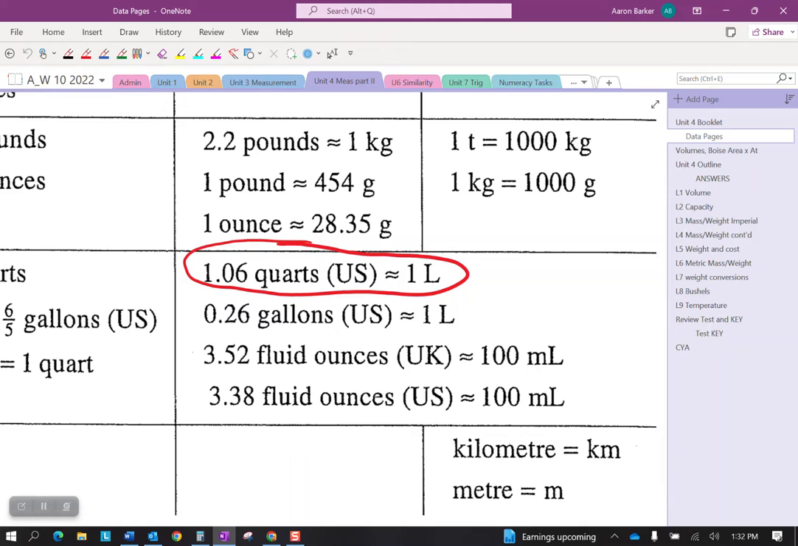Okay. Really, you guys are sitting there without your homework out. Oh my gosh. Who does that? Who does that? So make sure you have this one written down. 1.06 quarts equals approximately 1 liter. Okay? So make sure you got that written down.